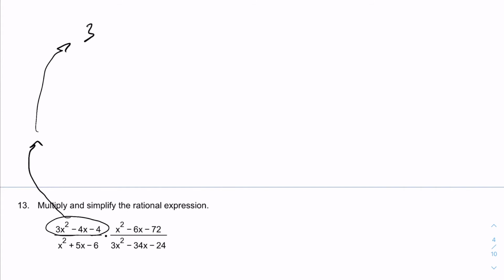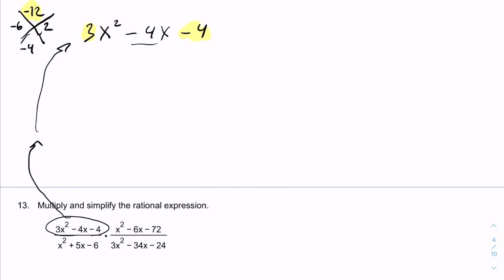So this is 3x squared minus 4x minus 4. Remember that this would be considered not as easy because of that 3 right there. So we must multiply 3 times negative 4, which will give us a negative 12. So the question is, what two numbers multiply to negative 12 and add to that negative 4? What two numbers multiply to negative 12 and will add to negative 4? And what do we get? Negative 6 and positive 2.